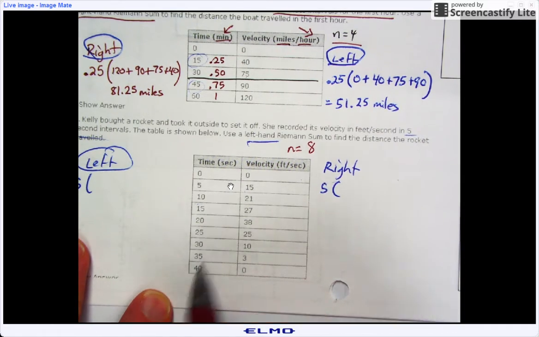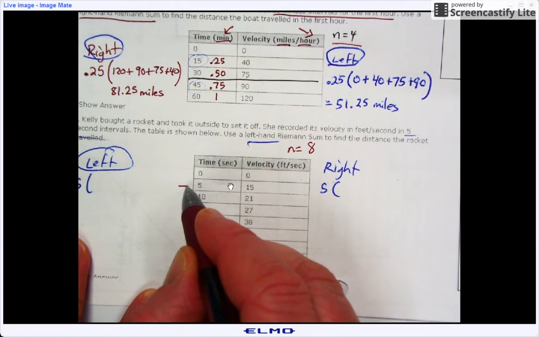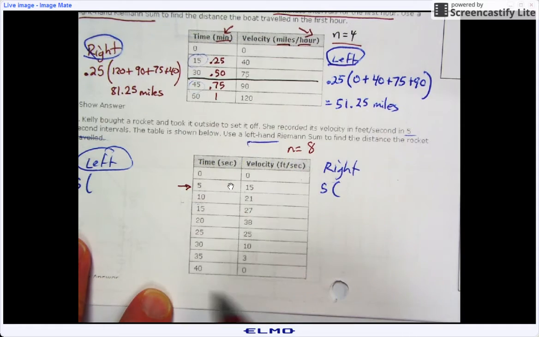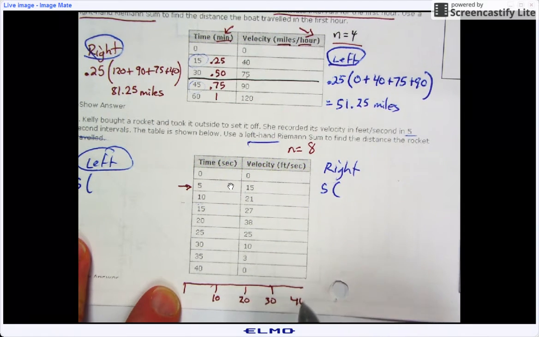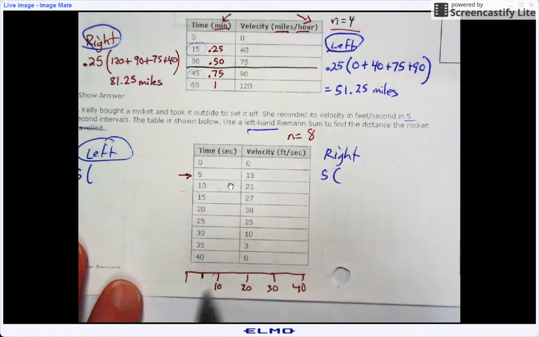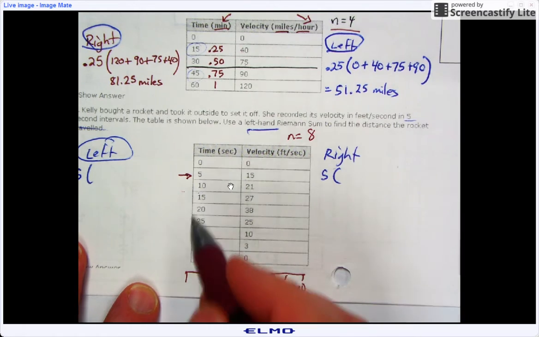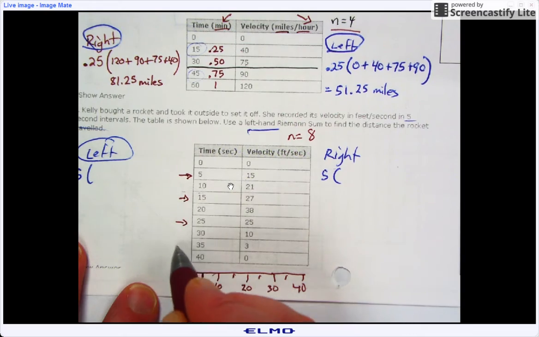So if we're doing midpoint, we need the midpoint value. So we need this one, which means we're going from 0 to 10, 10 to 20, 20 to 30, 30 to 40. Anytime you get yourself confused, just make a little picture. Say, okay, I need the 5, the 15, the 25, and the 35. So really, it's not any more complicated.